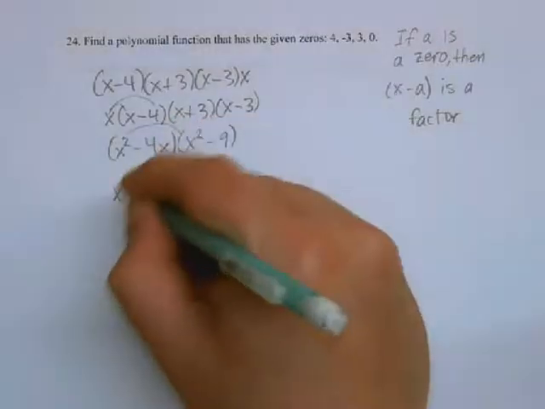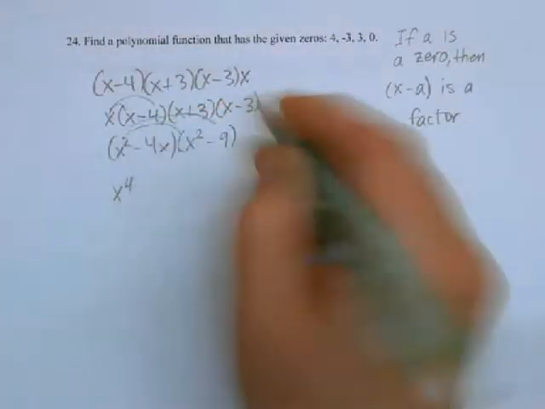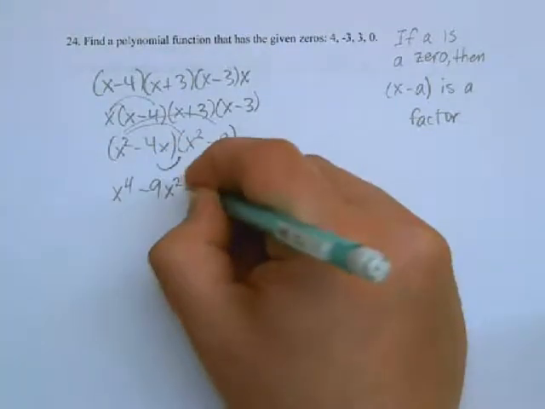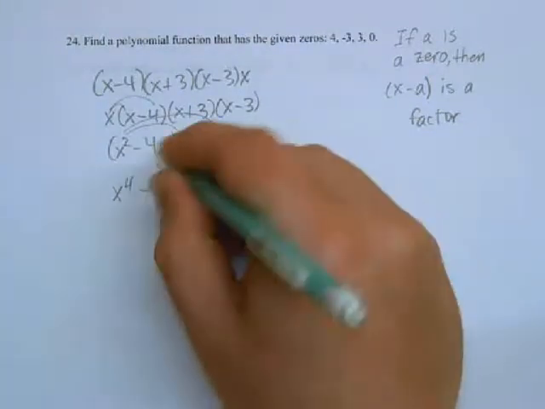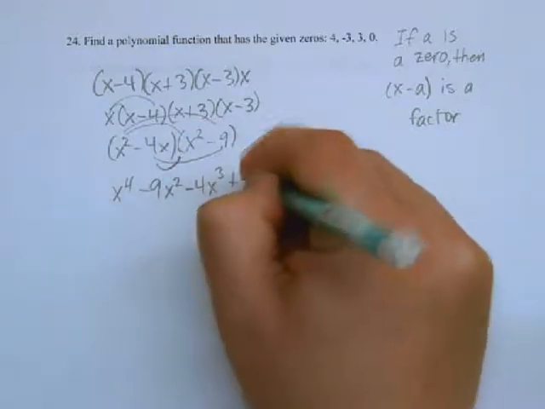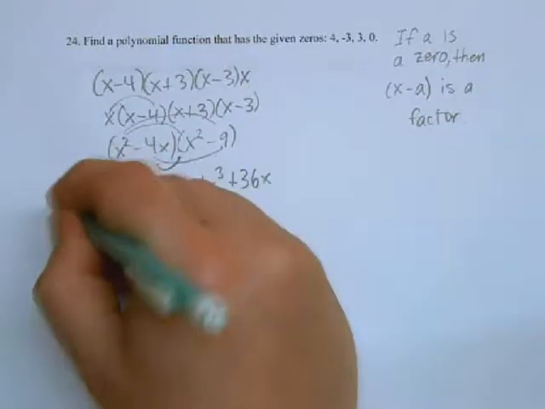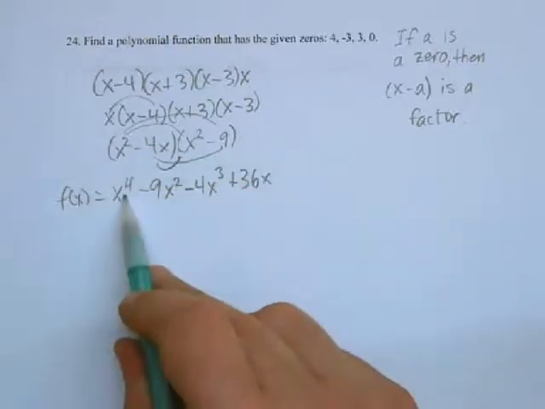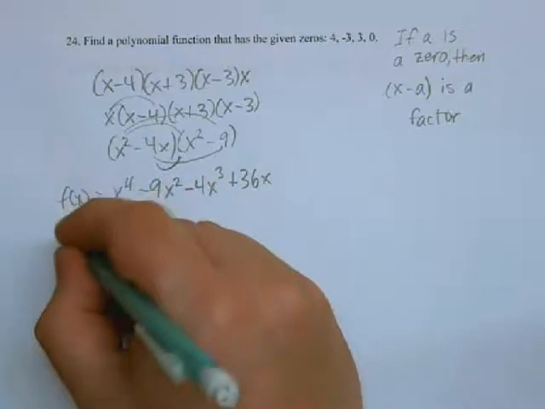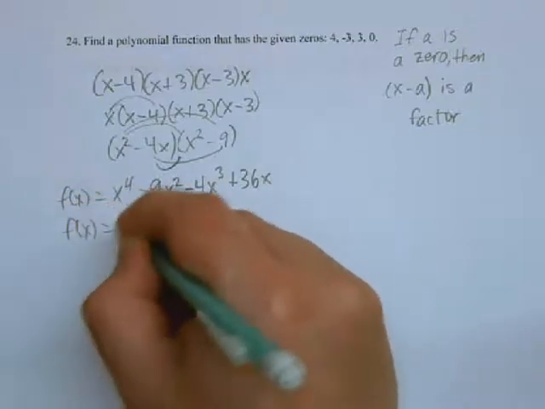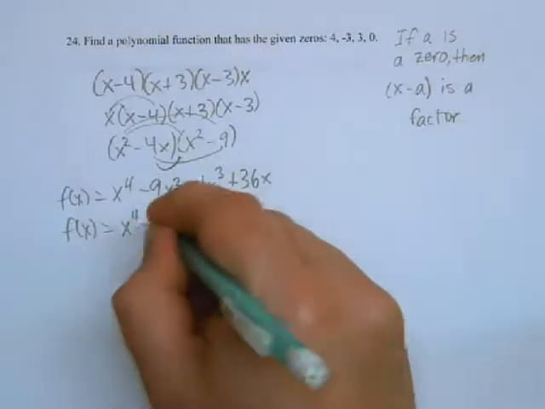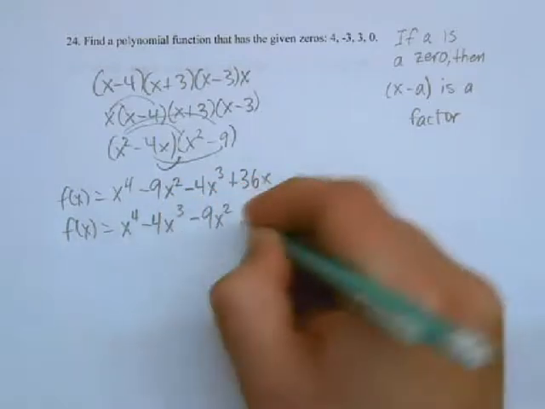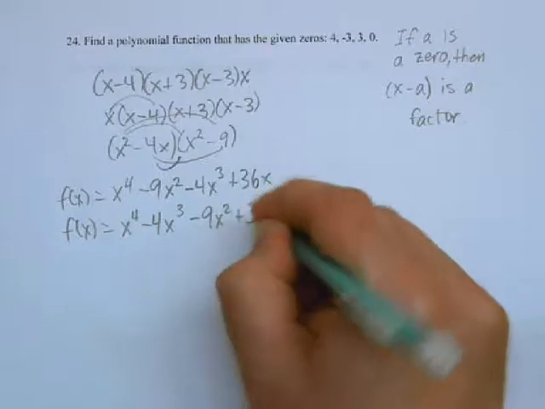So x to the fourth minus 9x squared minus 4x cubed plus 36x. Now normally we wouldn't write it this way for our final answer, because we like things in descending order. So the best answer would be written as x to the fourth minus 4x cubed minus 9x squared plus 36x.